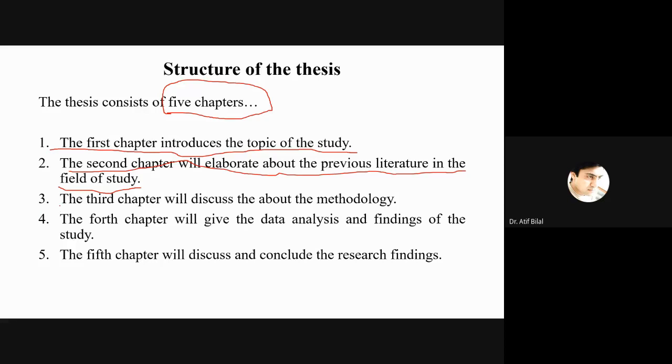Then the third chapter, this is going to be a little detailed, because in the third chapter you discuss the methodology. Methodology is going to contain different headings. For example, starting from research design, research approach, type of study, cross-sectional or longitudinal study, qualitative or quantitative study. So the headings that are included in the methodology part, you will be giving those headings here as a part of the structure.